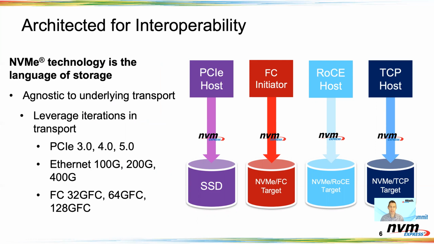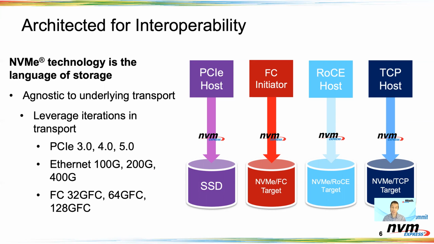And the beauty here is that as those underlying transports go through speed iterations as they increase their throughput, again, the NVMe protocol can take advantage of that. We don't want to do too much foreshadowing for the rest of the presentation, but a good example of that is the transition from PCIe 3.0 to PCIe 4.0. From an NVMe perspective, there was no change. It was a seamless switch.